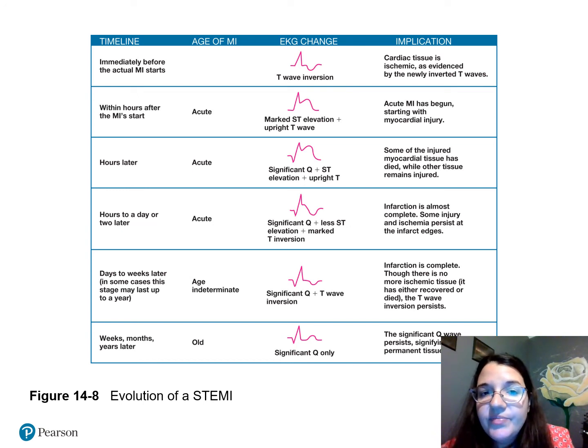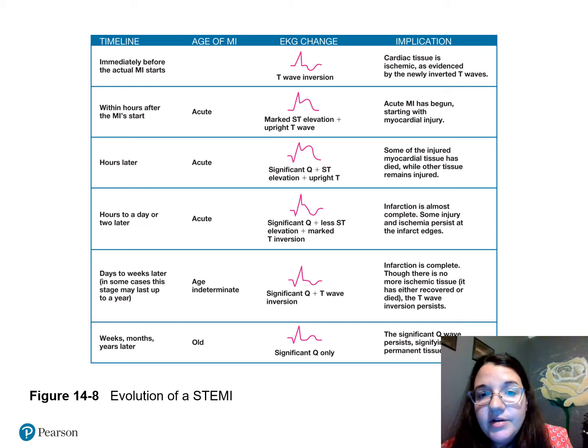Look at the second row. Within hours after the MI has started, so now I'm going into a heart attack. There's no denying it. The age of my heart attack is acute, meaning it's early. My ST is elevated, and my T wave is now upright. The acute MI has begun, and it is starting with a myocardial injury. Remember, injury is my ST elevation. Ischemic is my inverted T wave.